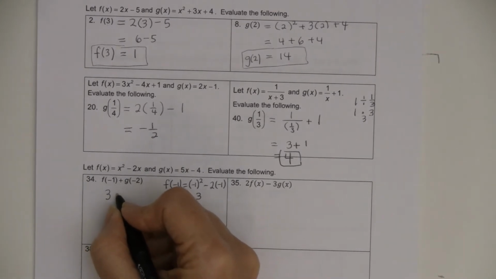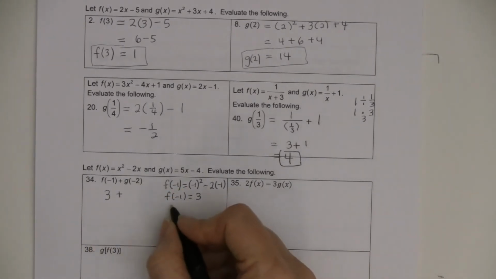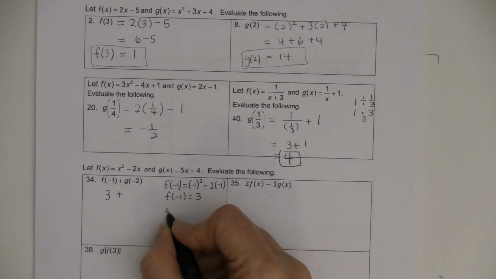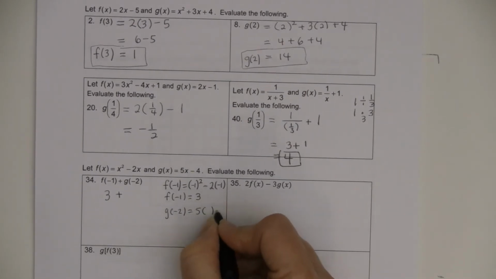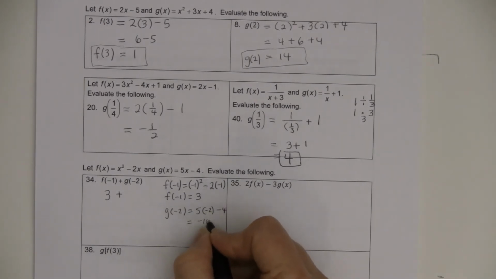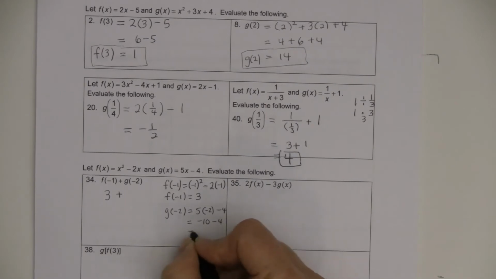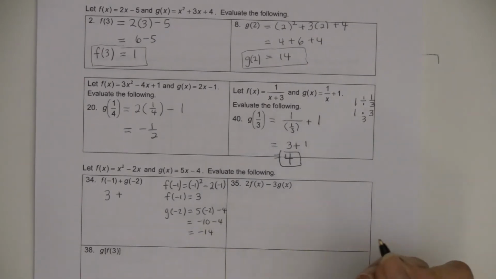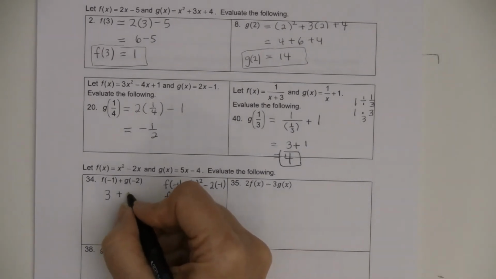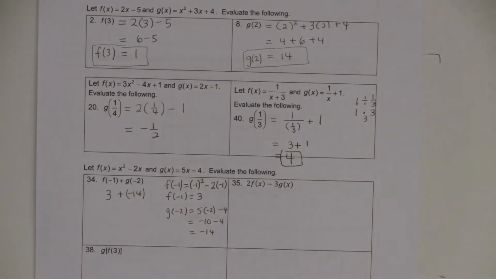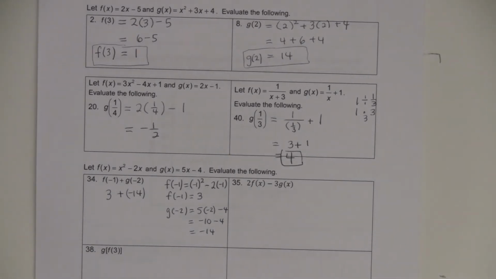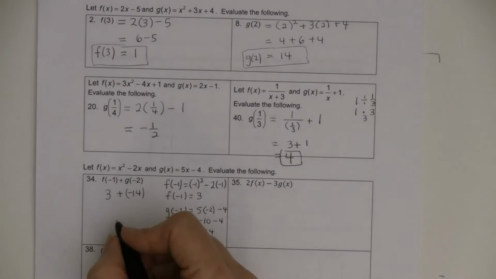And I'm going to add that with whatever I get for g at -2. So this is like my little side piece of paper. G at -2 is 5 times the blank minus 4. So I'm going to put in -2. So I'm going to get -10, take away 4, which is -14. You can also do it on your calculator. So plus -14. I'd be tempted to put some parentheses around the negative number there. And then you would add those together. So when you do, you get -11.